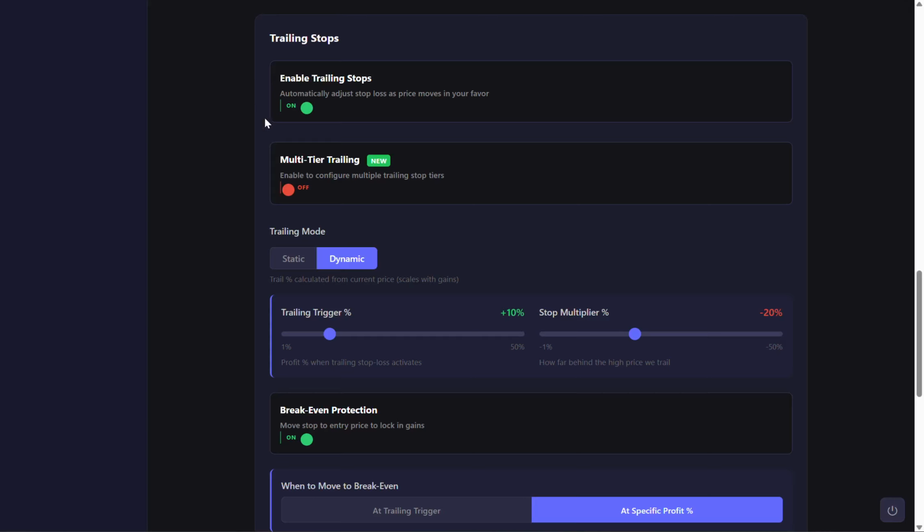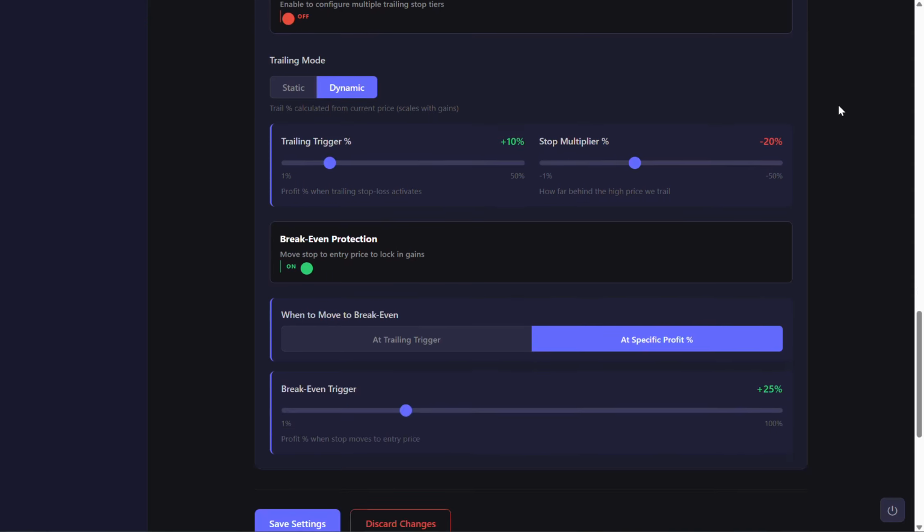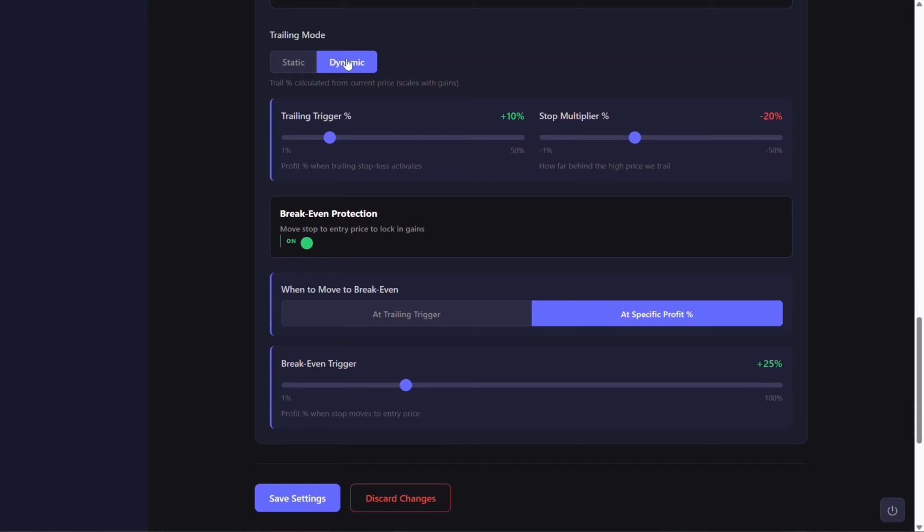All right, so if you're familiar with trailing stops, it's going to be very similar, except it has multi-tier. So what do we mean by that? Okay, so let's say you have your normal trailing mode, and you want your trailing trigger, which is what causes your trailing stop loss to activate.